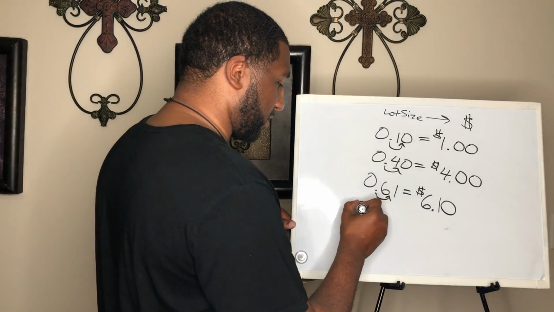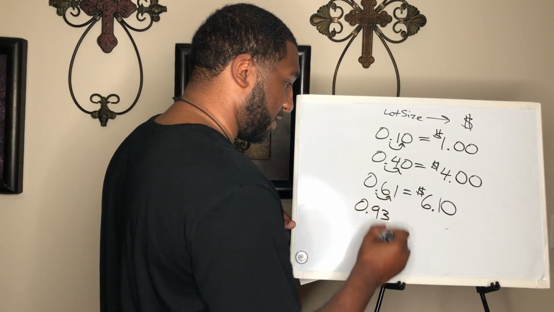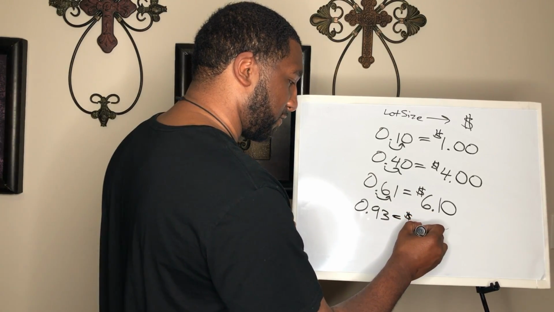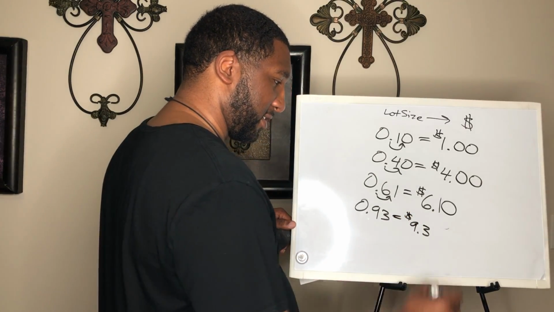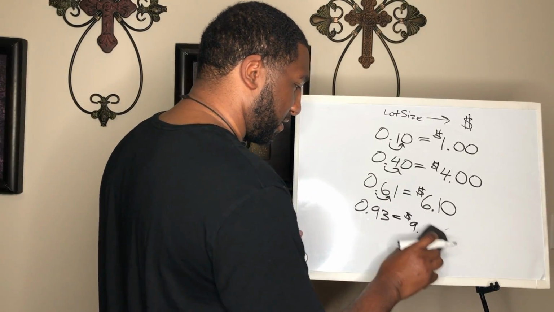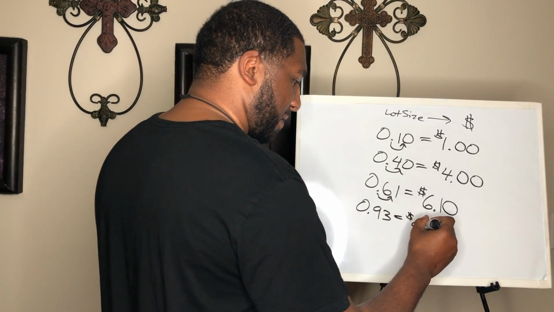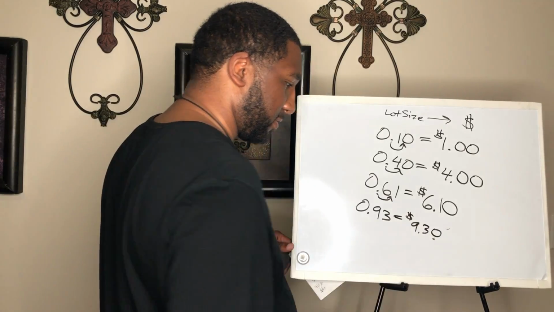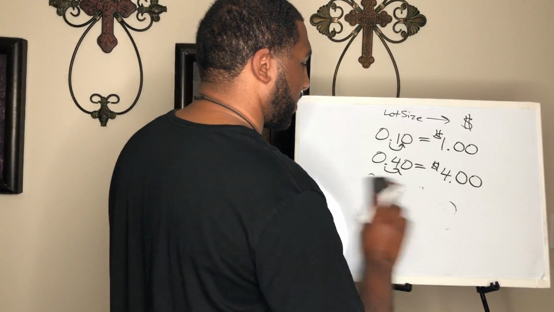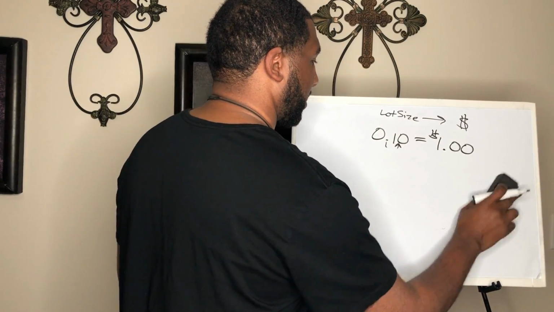$6.10 per pip. All right, so what would this be? 9.3 equals... you should have this conversion down by now. Oh, I see, I almost messed up talking to y'all. Right, 9.30, right? So this conversion is very, very simple, okay?